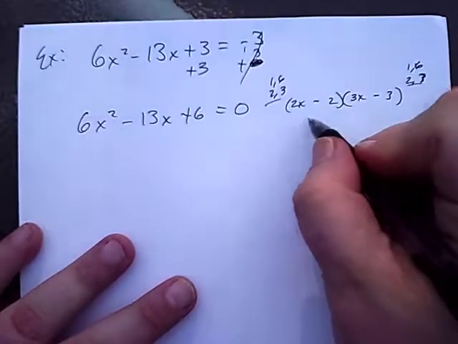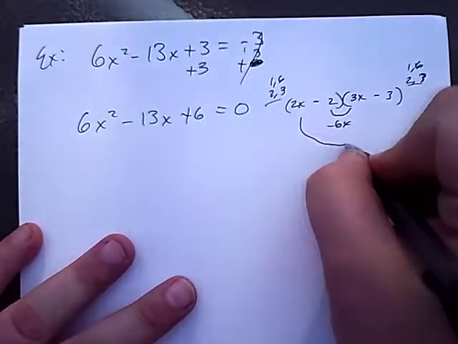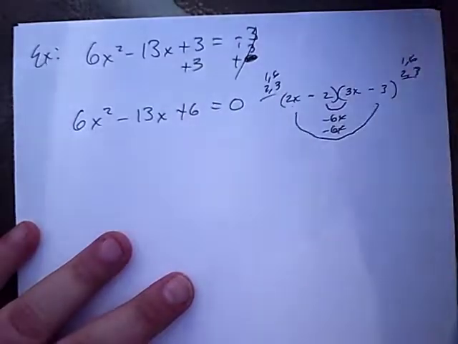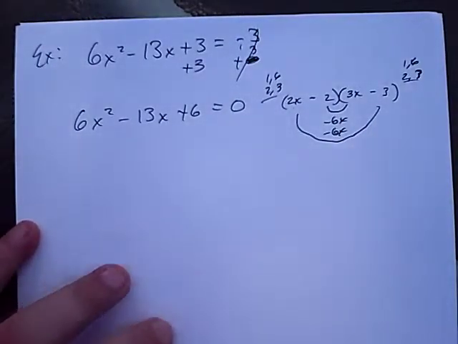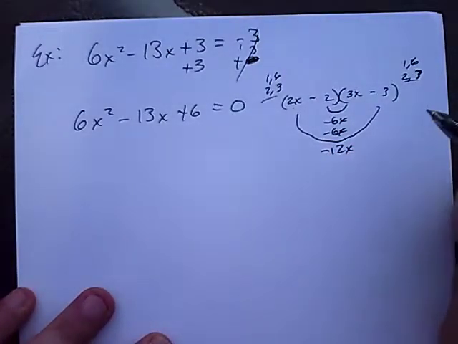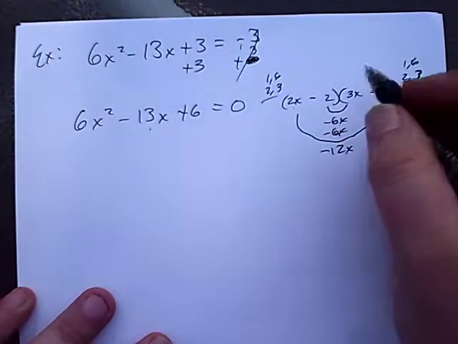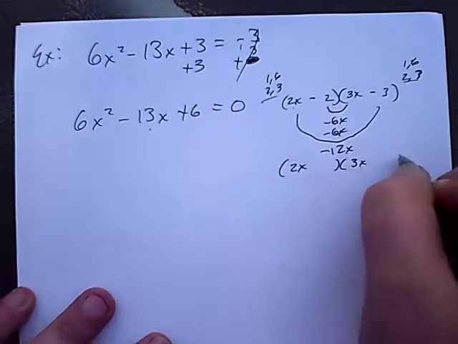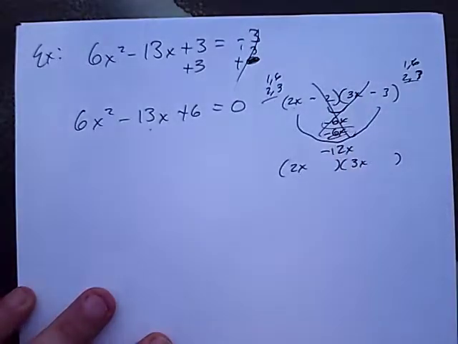And now I can take a look. Negative 2 times 3x is negative 6x. 2x times negative 3 is a negative 6x. And that leaves me with, darn wind, negative 12x. Man, I needed a negative 13x. So I know this one's not going to work. If I had an eraser, that would be much easier. Well, that one didn't work.